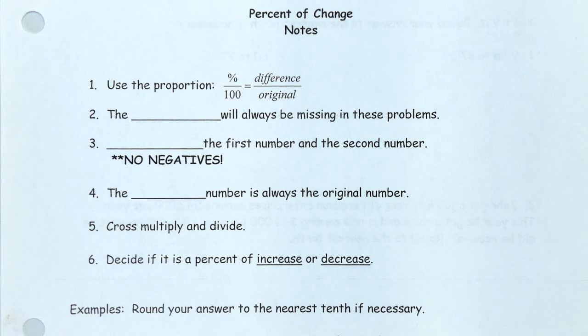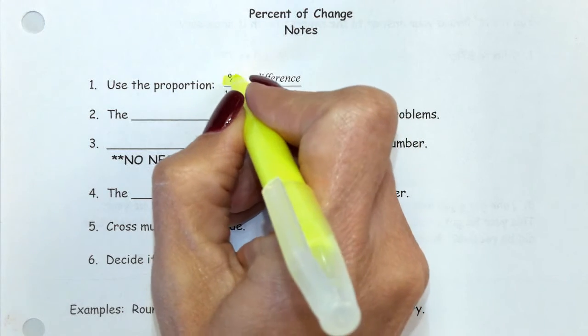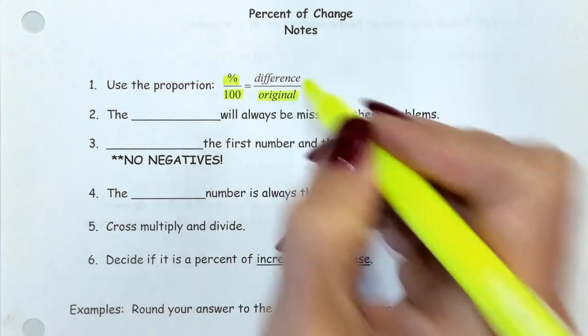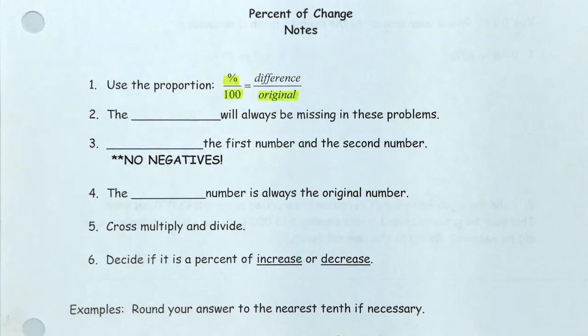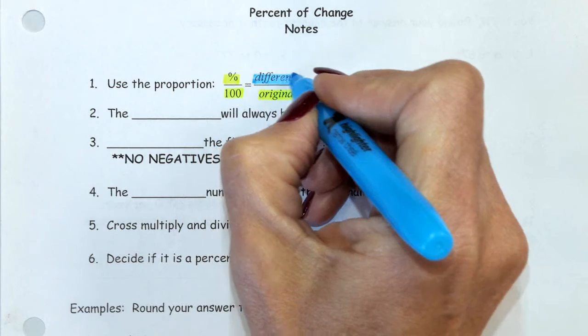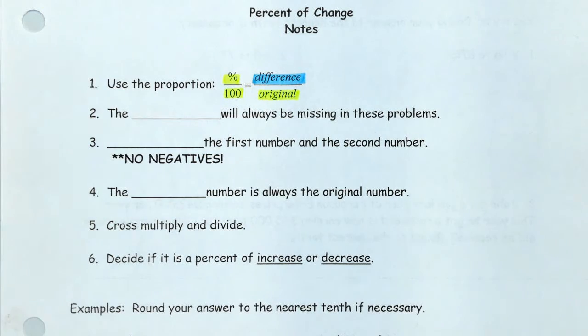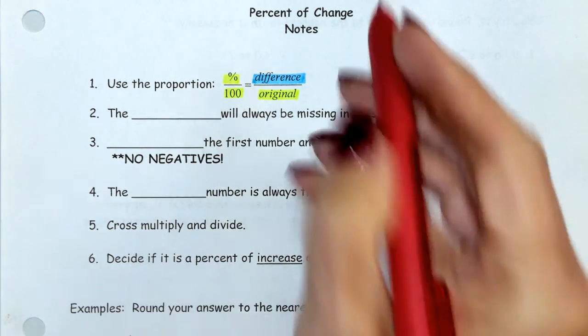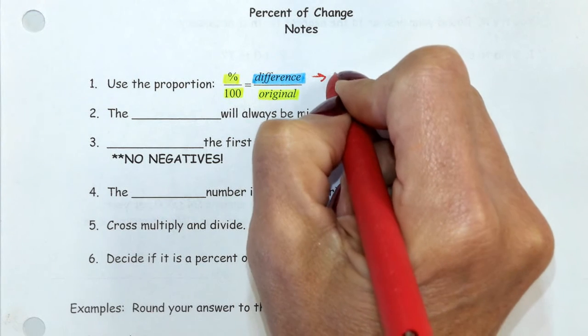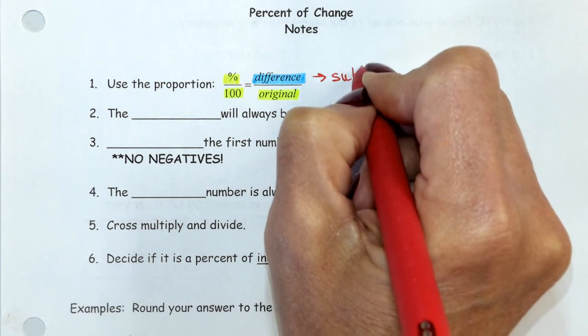So you're still going to use the proportion where you do the percent over the 100 and the original number on the bottom. Now, there is the difference here, and it's at the top. So where you see this, instead of being like tax or tip or discount, it says difference. And the way that you find the difference is you subtract.